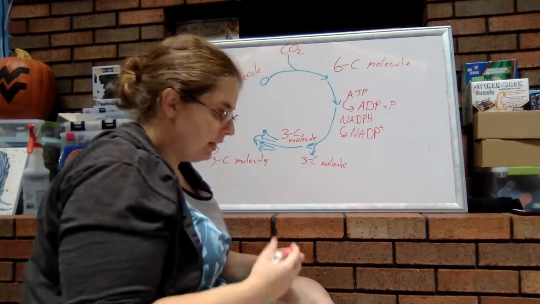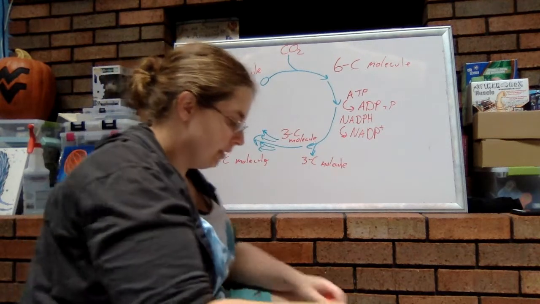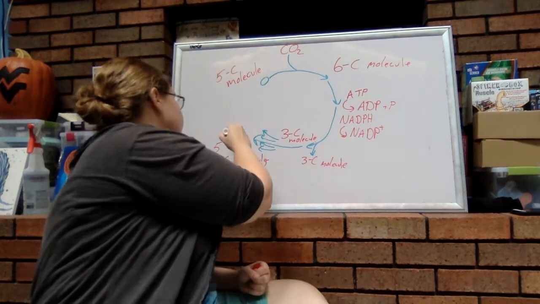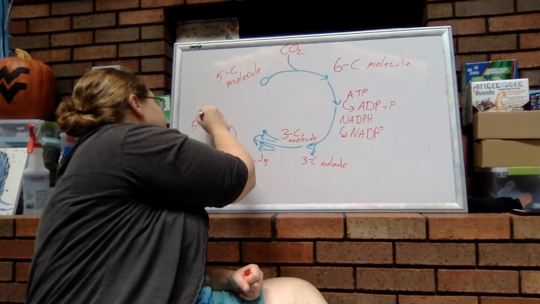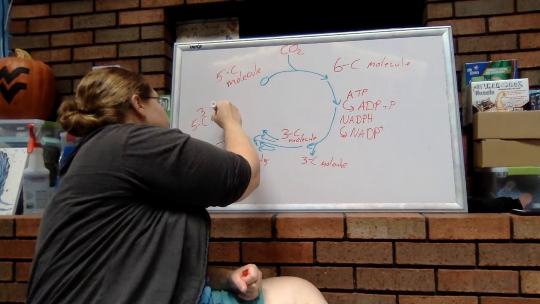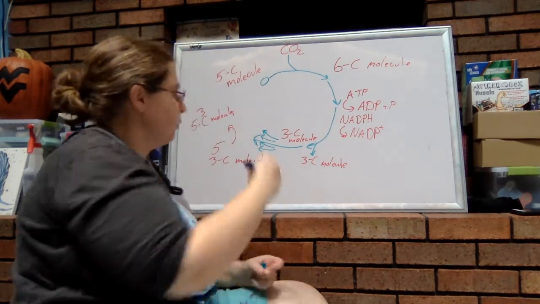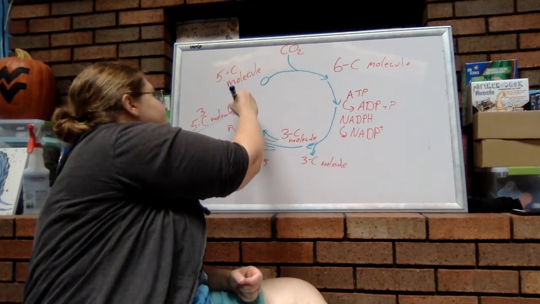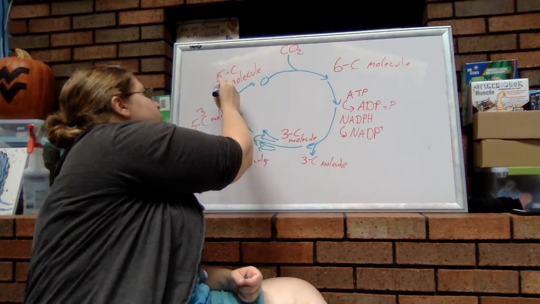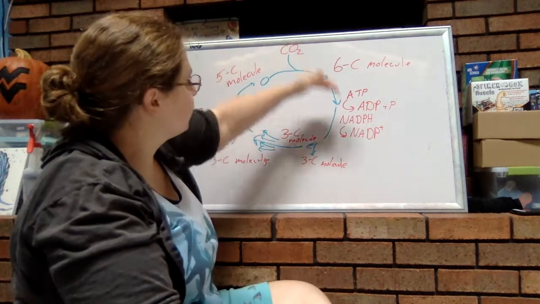Well, what's going to happen at this point is we're going to break some bonds and rearrange them in order to create 3 5-carbon molecules. And now that we have 5-carbon molecules again, they can be recycled and used again for this reaction.